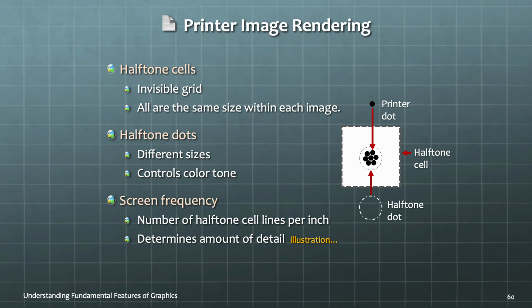Screen frequency is not a physical property of the printer. It's set in software, like image pixel density. However, there is a limit to how high screen frequency can go. It depends on how many dots per inch the printer can deliver. In other words, the printer dot density you learned about in the last slide.